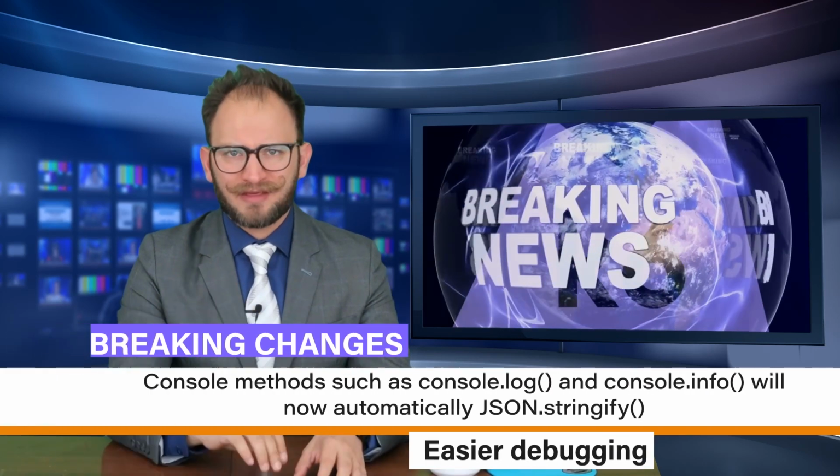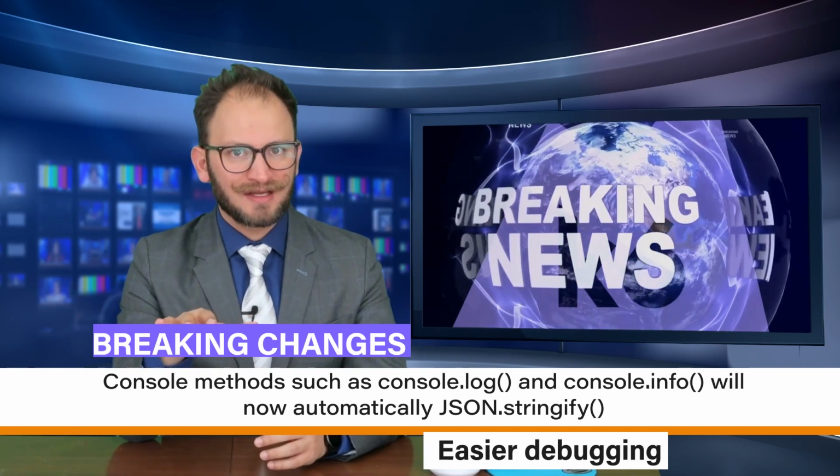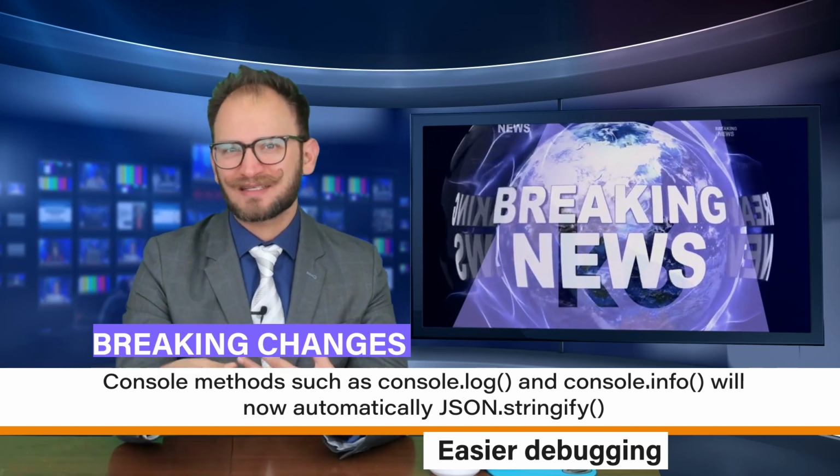And now, it is time for some breaking changes in our breaking news segment. First, we have a huge and extraordinary change. Now, all console methods such as log and info will automatically stringify objects and arrays. You can now directly see the objects and arrays in a pretty printout without more classes or functions to make it prettier. With this, debugging just got way easier.